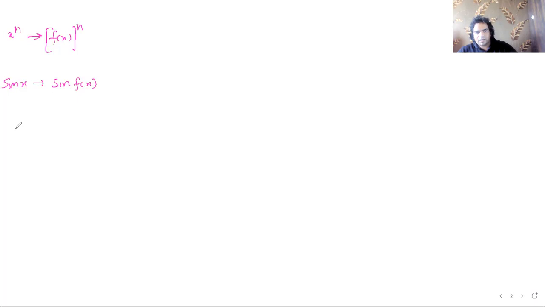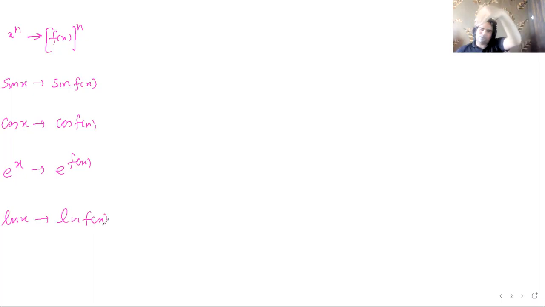If we have cos f of x instead of cos x, e to the power f x instead of e to the power x, or ln of some function instead of ln x, how do we differentiate these? Is there a way that we can link up in a much easier way rather than doing f of g of x and g of f of x, all this stuff?